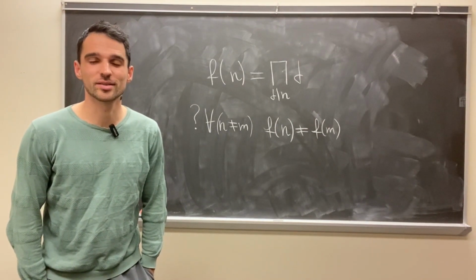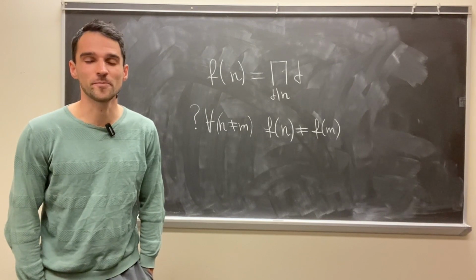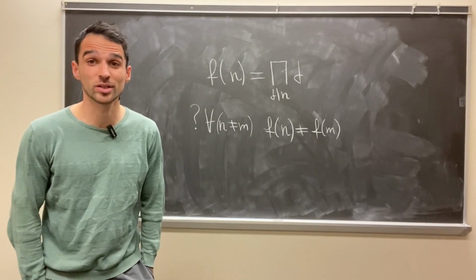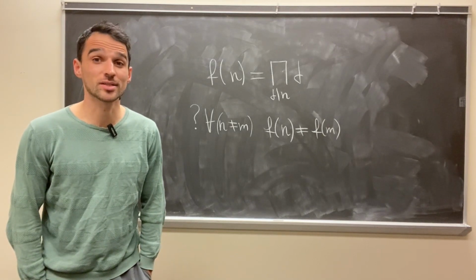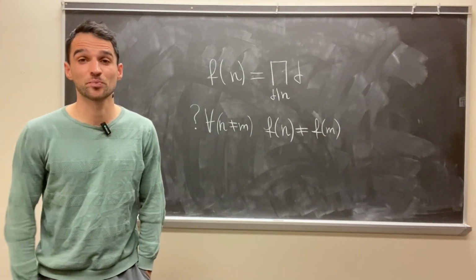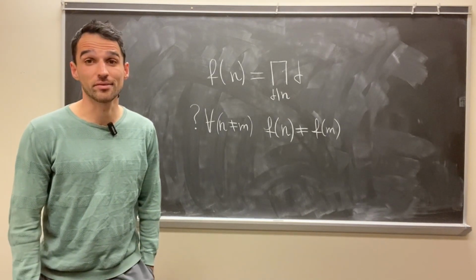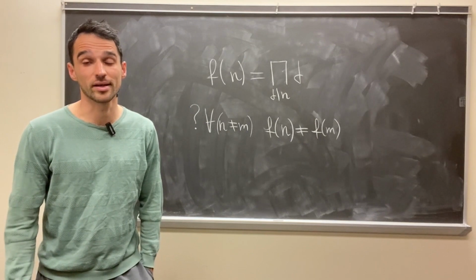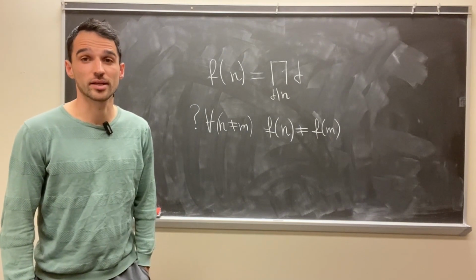Today we will look at one surprising fact that I didn't know until recently. If f of n is the product of all divisors of the number n, then it turns out that this function is injective, which simply means that f of n cannot be equal to f of m if n and m are different positive integers. We will see why this is the case now.